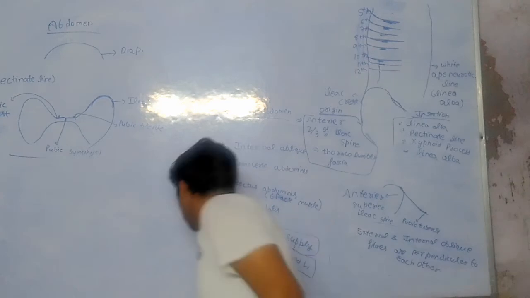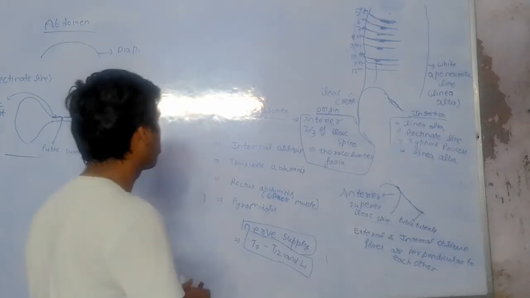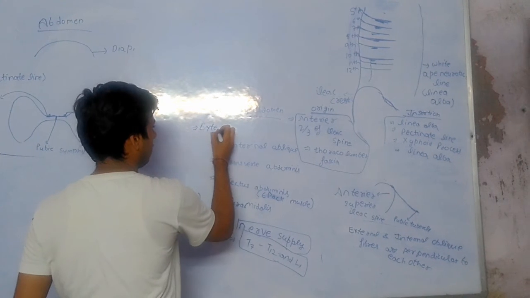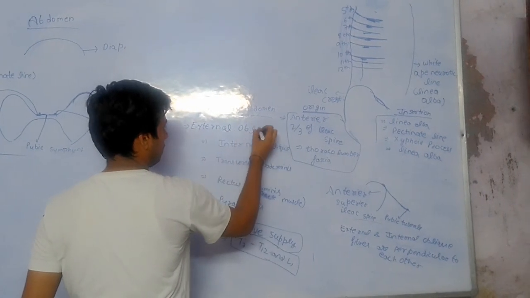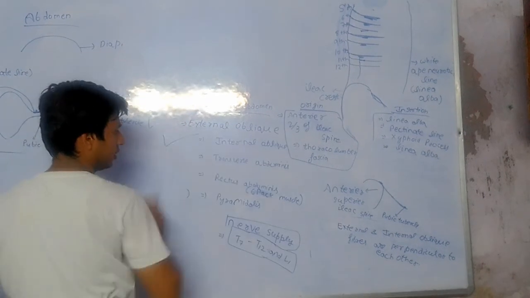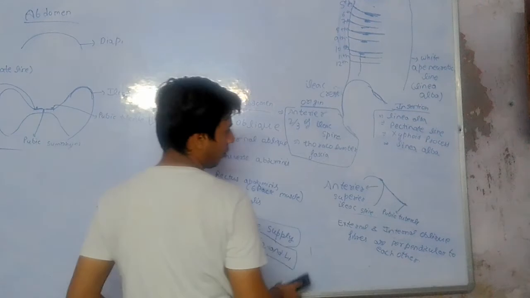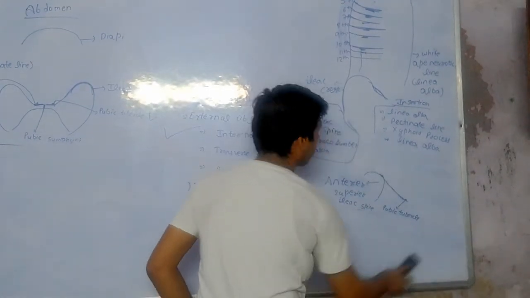Again, then we go to the third muscle: external oblique, internal oblique, both complete. These both are done. Then next is transverse abdominis. So first we will rub some points.